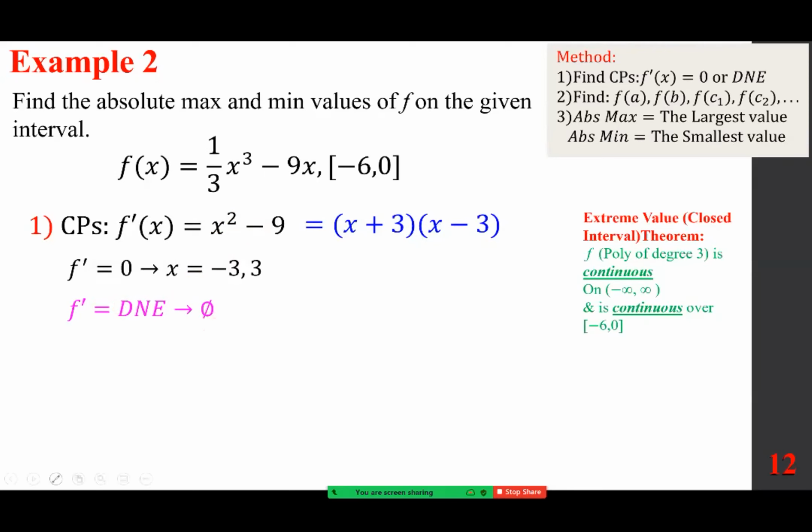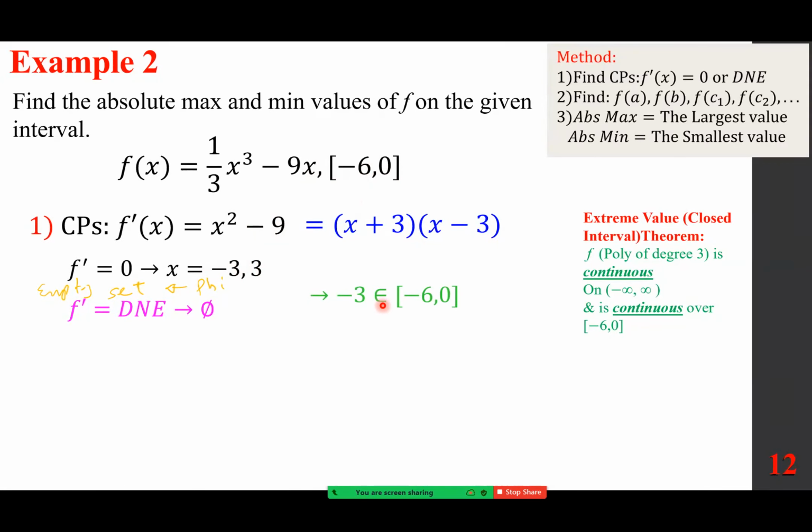This is phi, the letter phi, which represents an empty set in set theory. So there are two answers. Take a look at the given domain. Is -3 in between -6 and 0? Yes. Is 3 in between? No. So we can only use -3 as a critical point of interest.